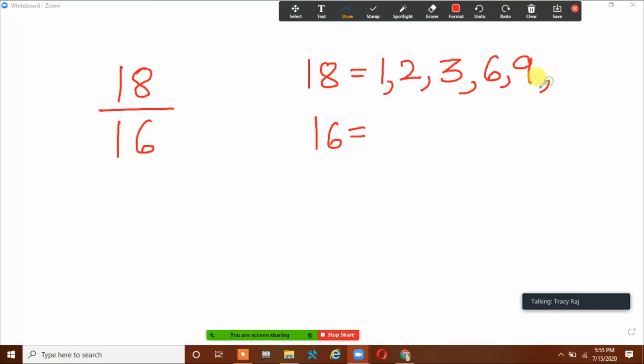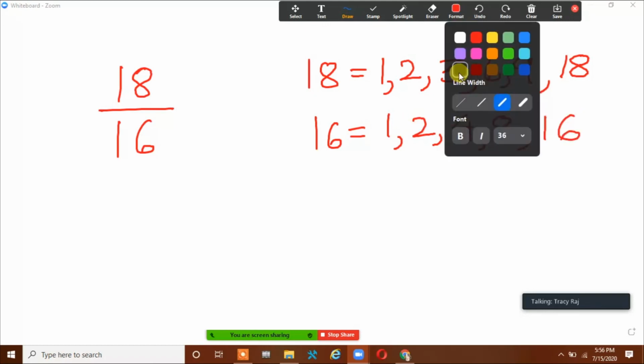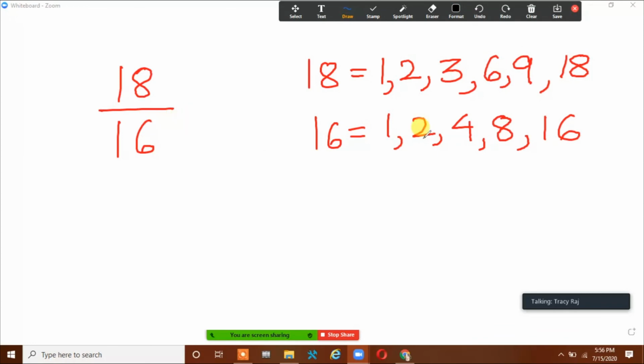Now with 16: 1, 2 8s are 16, 4 4s are 16. 8 2s are 16, 4 4s are 16, 2 8s are 16 and 16. Now here what you observe, we have to take the number in which both numbers are present. 2 is present in both, but 3, 4, 6, 9, 8 have nothing common, so we will start with 2.